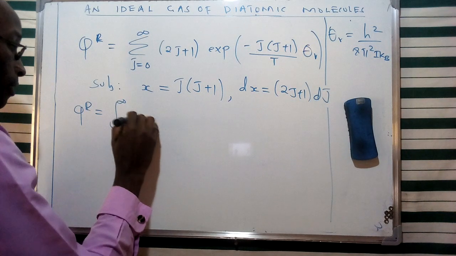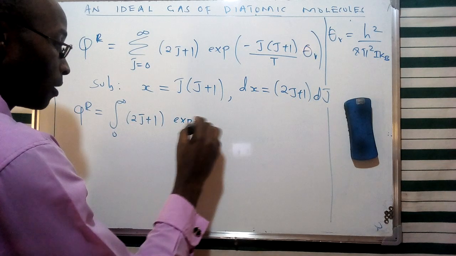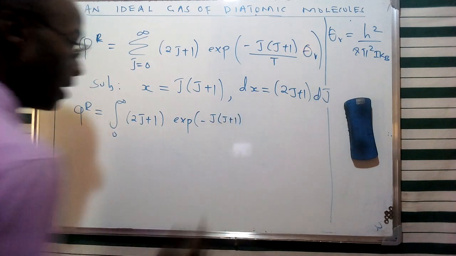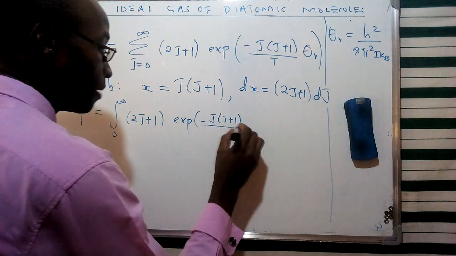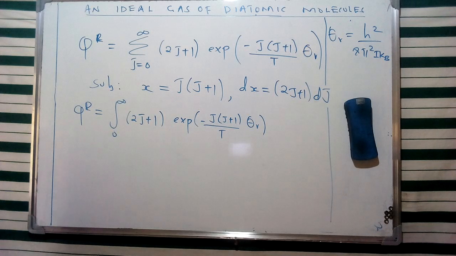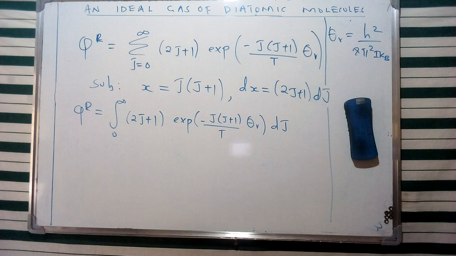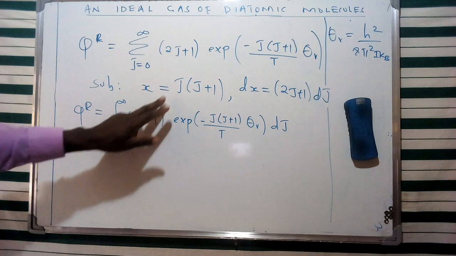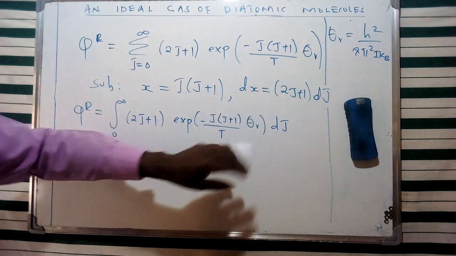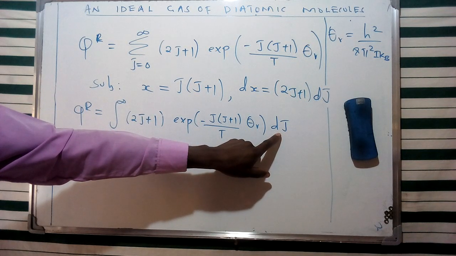We shall have this one given as a degeneracy of 2j plus 1, and we're going to have this exponent of negative j into j plus 1, and of course that's going to be all over T times the rotational temperature, which might be given in terms of this particular value. And this is going to be given together with that value of dj. So in this case, if I may write this one by doing a substitution for these specific values, remember, we're going to have this dx being represented by this specific component and the dj, which has just been included in this particular equation.